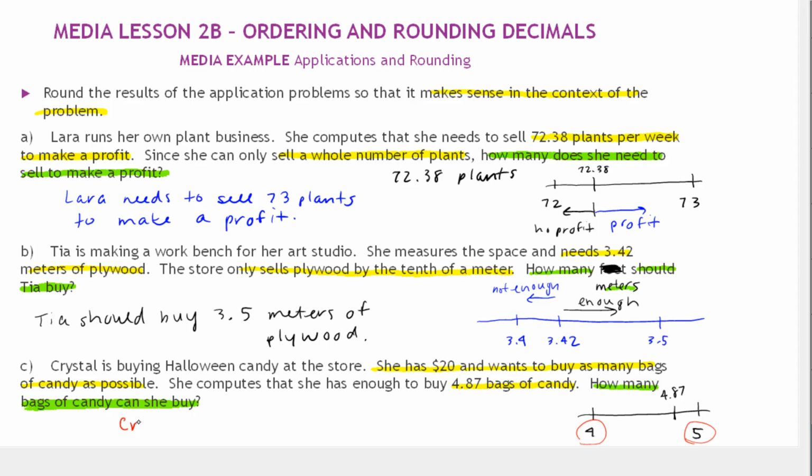So Crystal can buy 4 bags of candy. So again, the moral of these application problems is when we're rounding, lots of times you'll be asked to round something to the nearest tenth or hundredth, and you'll just use our regular convention, even in certain application problems. But you always have to make sense of the application problem to see how you should round to make sure that it makes sense in the context of the problem.